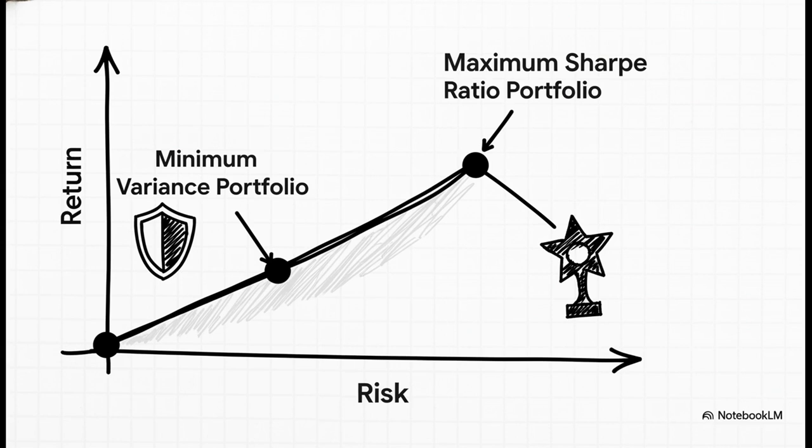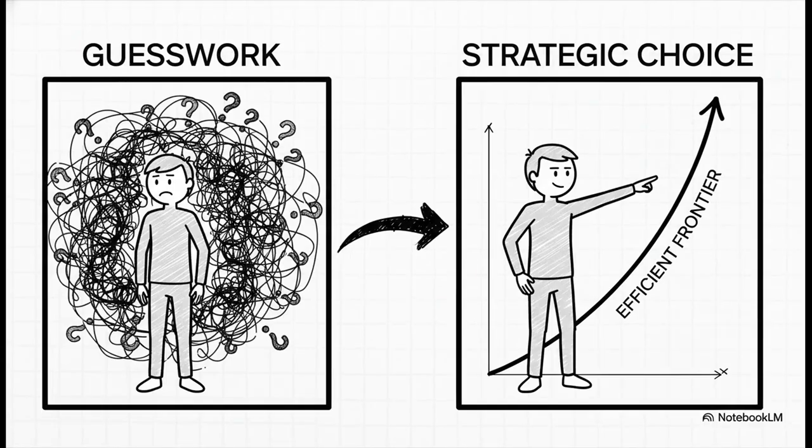And once you have this menu, you can immediately spot some really important locations. Way over on the left, you'll find the minimum variance portfolio. That's the one with the absolute lowest possible risk you can get. Then there's another point, the maximum Sharpe ratio portfolio. That's the sweet spot, the one that gives you the most bang for your buck in terms of risk-adjusted return. So what this does is it completely transforms investing. It takes it from just guesswork and a gut feeling and turns it into a clear, strategic choice along this curve of optimal possibilities. You can actually see the trade-off. You know exactly how much more risk you need to take on to get that little bit of extra return.